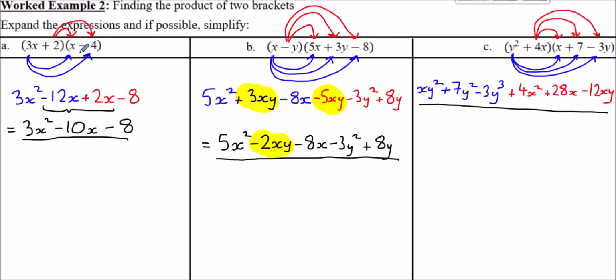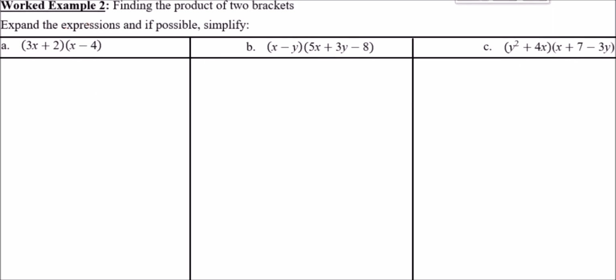I'm going to show you now how to do this using the box method. This is the preferred method I'd like you to use, but I'm going to show you the other method in case you really like that way. So, same examples, a different way. If I take the first one, 3x plus 2, and then x minus 4, I could think of this and do it as a diagram.